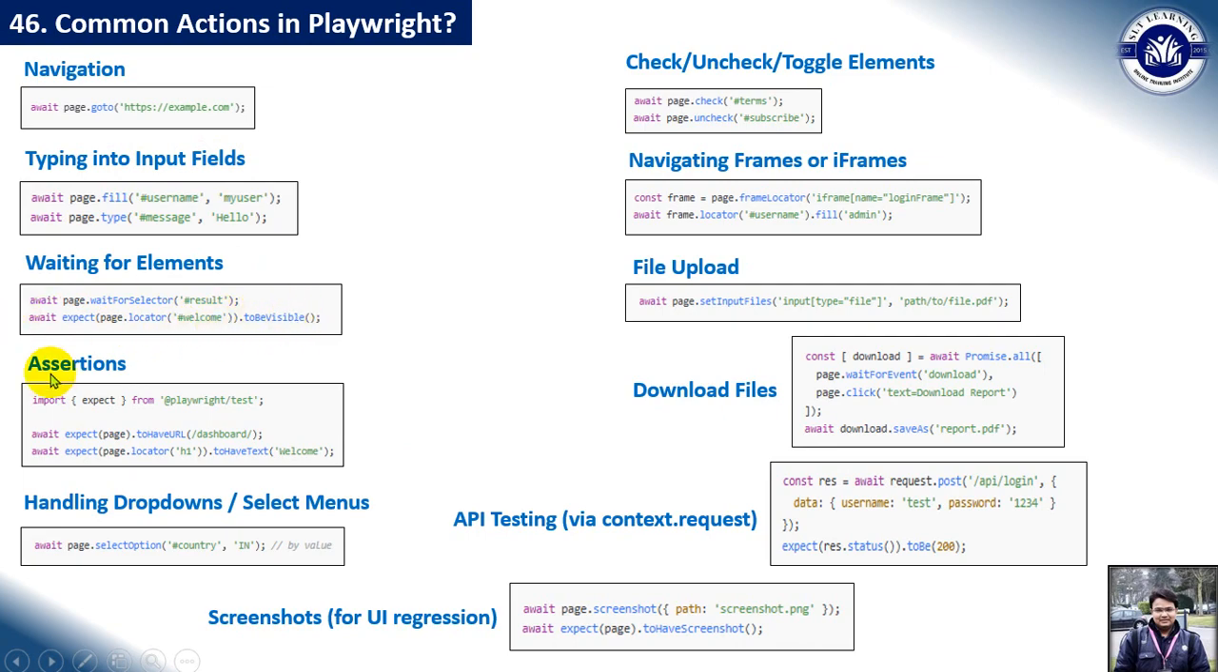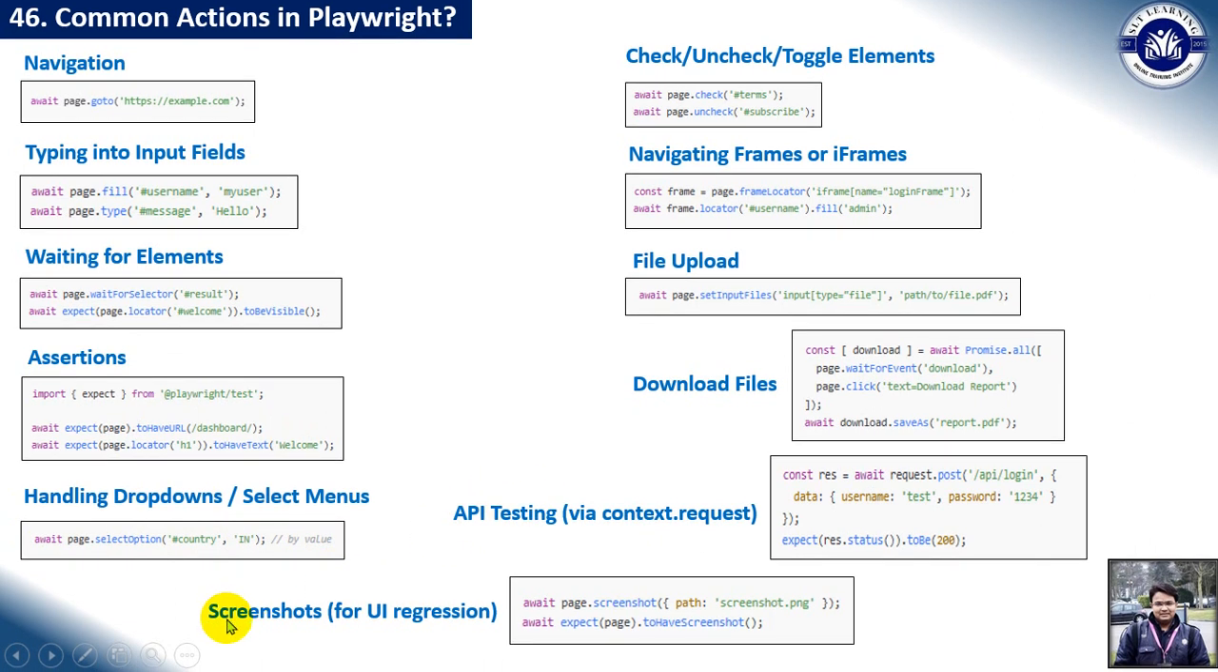How does the assertion work in Playwright? You can import the assertion, and you can perform the assertion toHaveText, toHaveURL, and all those things. Then how you handle dropdowns and select menus, so you can provide it this way, page.selectOption, country, and by value, by index, and all those things. Then screenshots, we all know, we have already covered the interview questions for this one, how you can take screenshots. So you can use this method, page.screenshot. You can provide the path, and you can take a screenshot, and then you can compare it as well.